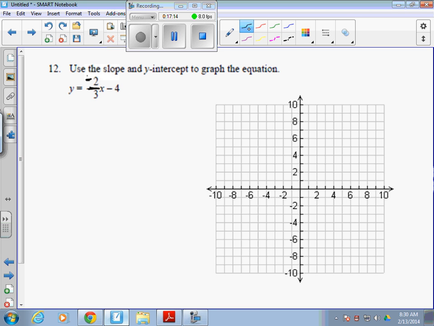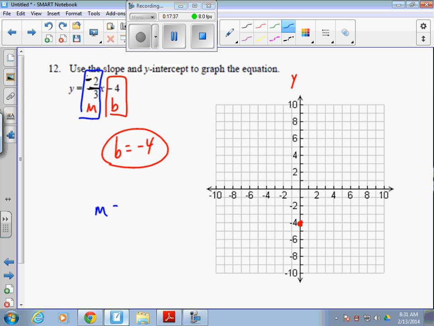Number 12 says use the slope and y-intercept to graph the equation. Y equals mx plus b. B is negative 4. If you think it's positive 4, you're going to have a lot of problems with this. B tells you where to begin on your y-axis. Begin at negative 4. M tells you negative 2/3. The top number tells you either go up or down. It's negative, go down 2. So from the point we already got, we go down once, twice.